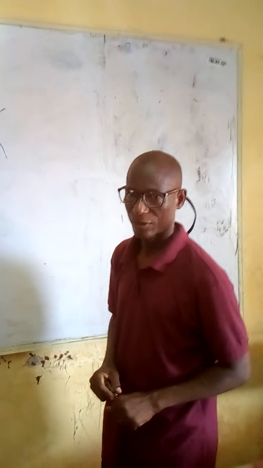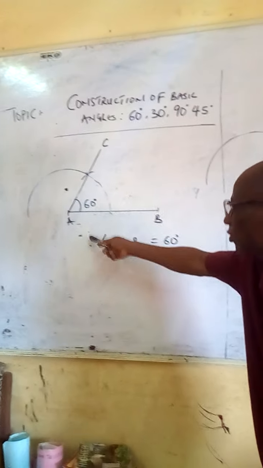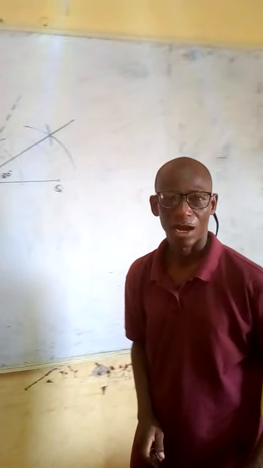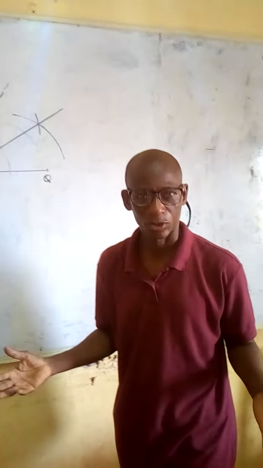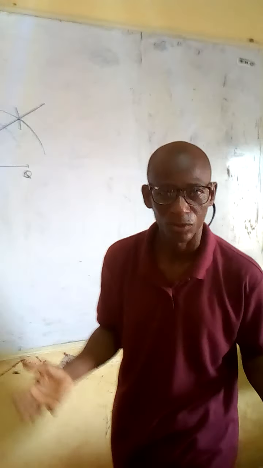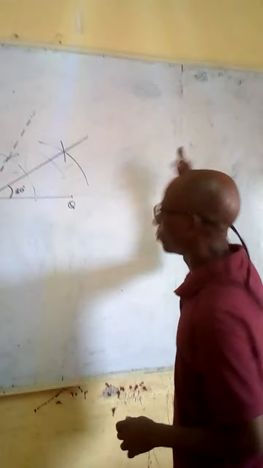I'm sure the step is very clear. Now to get angle 90, I told you that 60 is the basis or the foundation for all angles that we need to construct. So we want to construct angle 90 degrees. Of course, angle 90 degrees is called the right angle. So we call it right angle. Okay, so we're going to make that here.